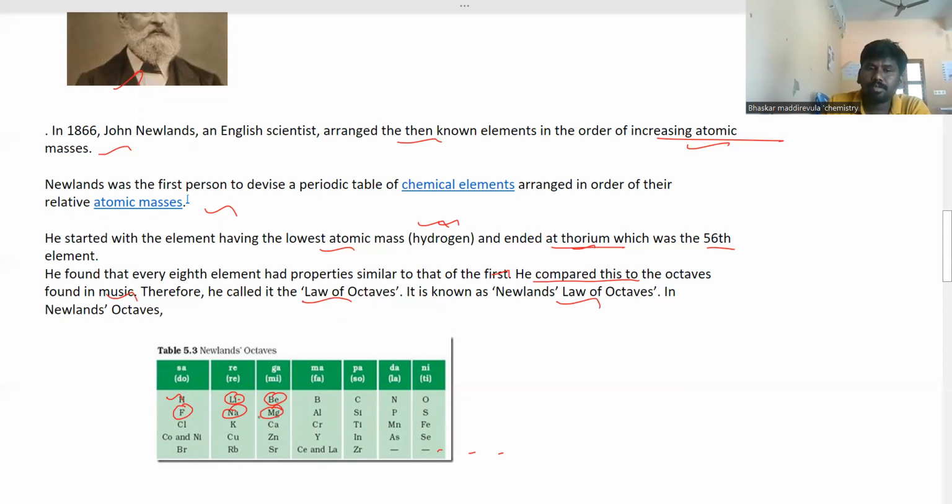He made just 7 groups. He arranged the elements in 7 groups.